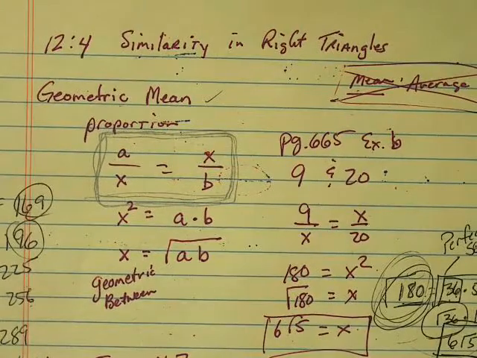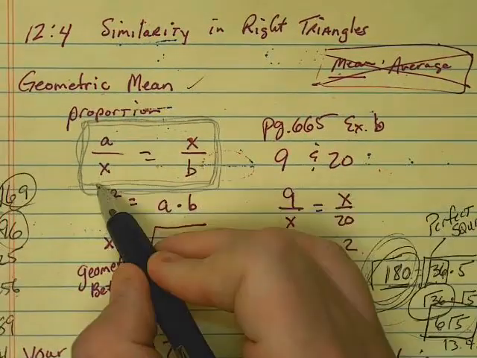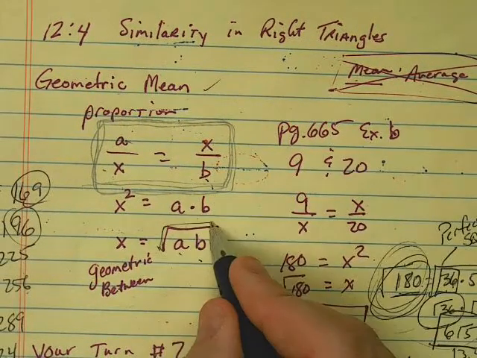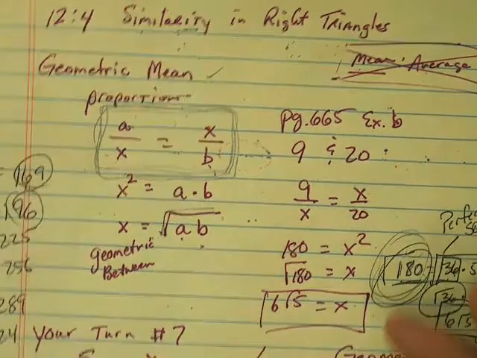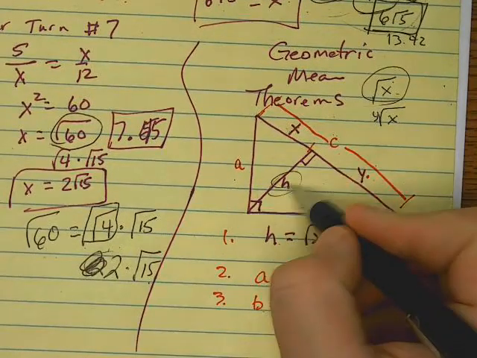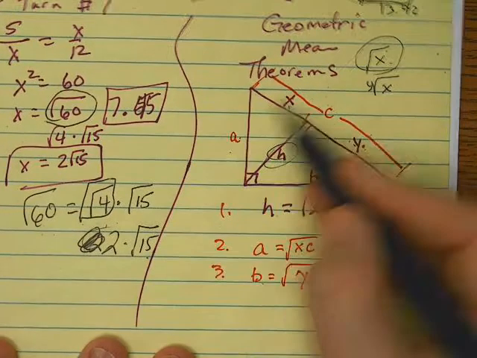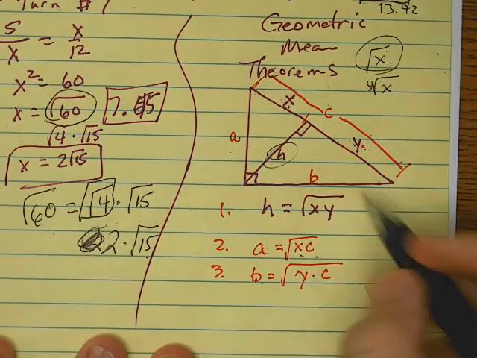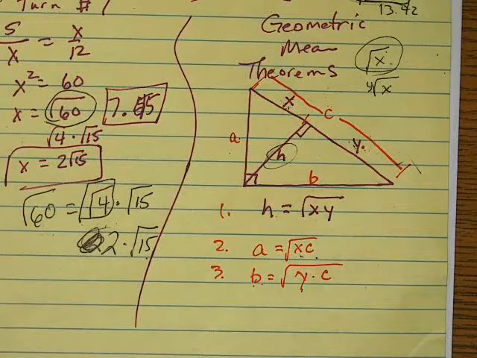The geometric mean is not an arithmetic mean. Arithmetic mean is an average. Geometric mean is basically the square root of the product of two numbers. That's the geometric mean. And so in our triangle similarities, we can set up that h is the geometric mean between the parts of the hypotenuse. A is the geometric mean between the adjacent side and the entire one, x and c. And B is the geometric mean between y and c. We use that on the homework, all three of those.